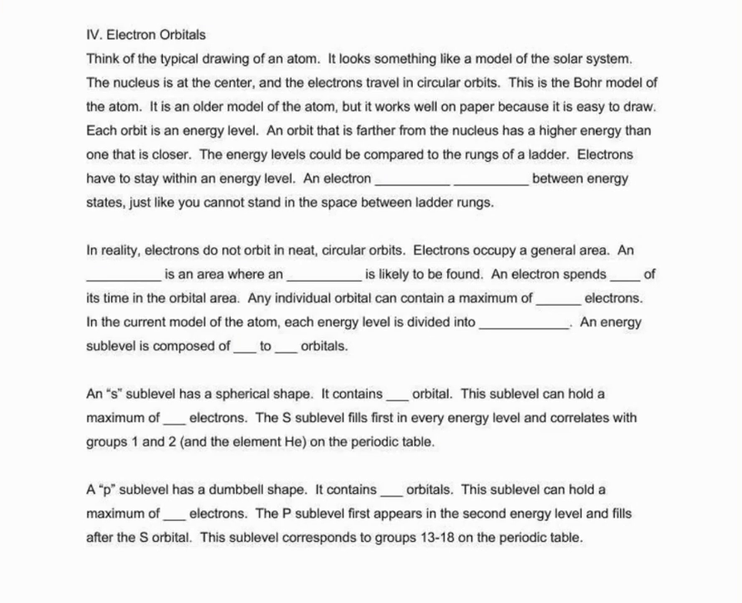All right, we are in Unit 3. This is the second video, and we're going to start by talking about electron orbitals. Think of a typical drawing of an atom. It might look something like a model of the solar system.